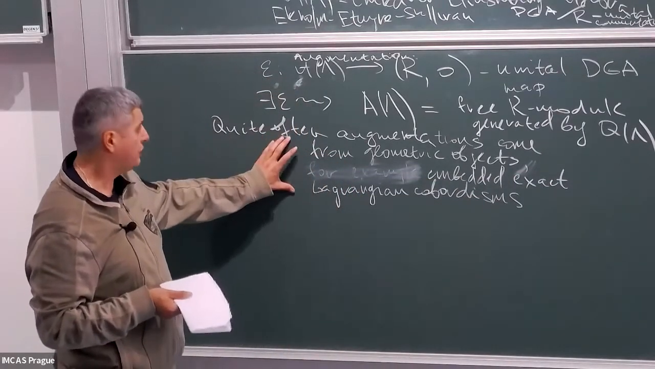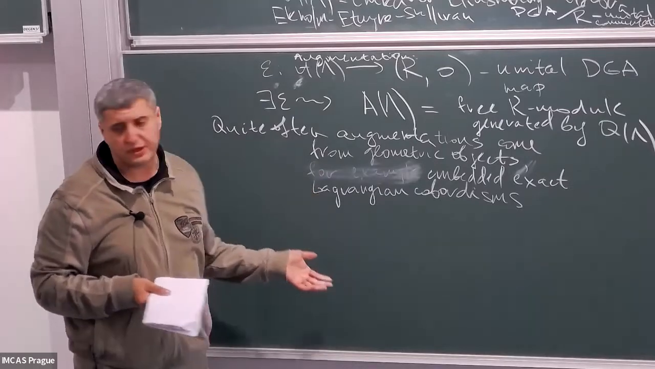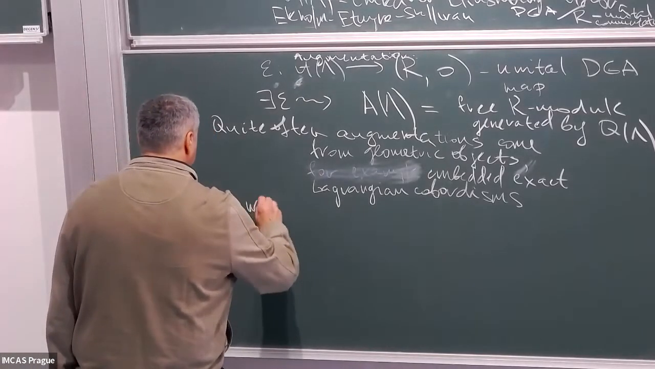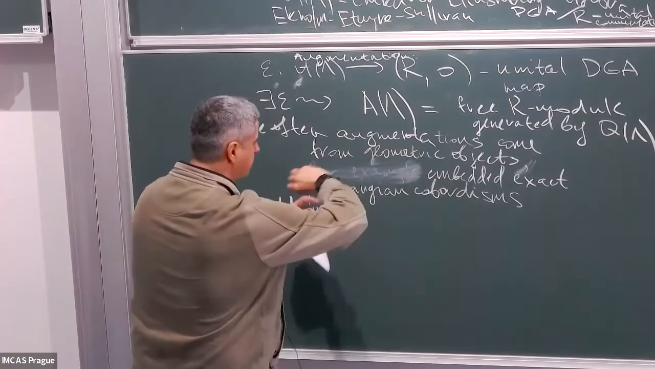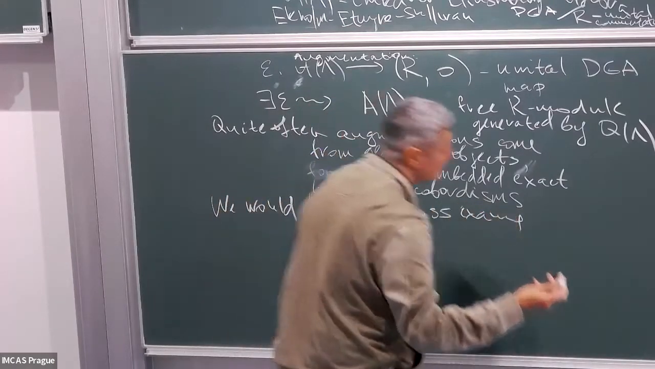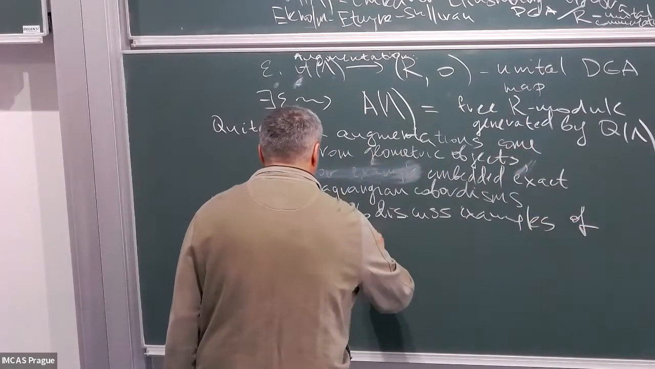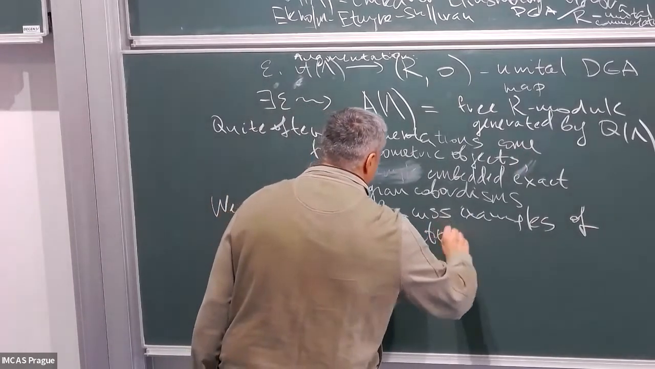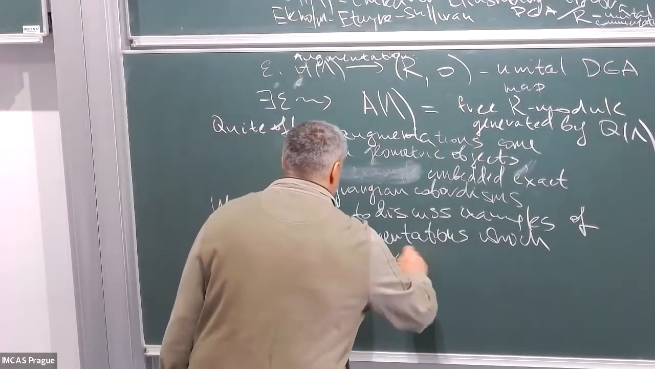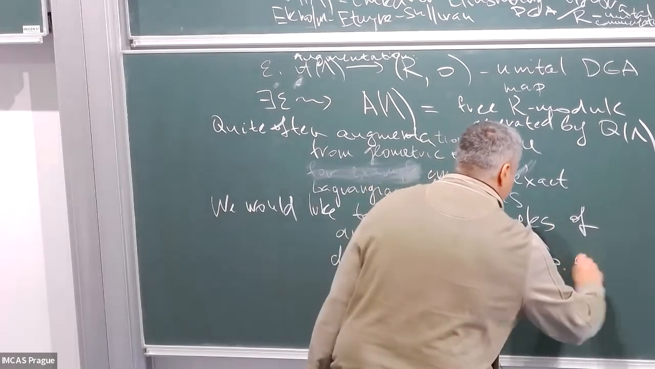Anyway, quite often these augmentations come from geometric objects, and what we would like to do today is to discuss examples of augmentations that are not coming from these geometric objects, which do not come from embedded exact Lagrangian cobordisms.